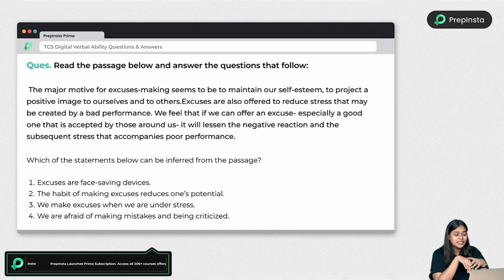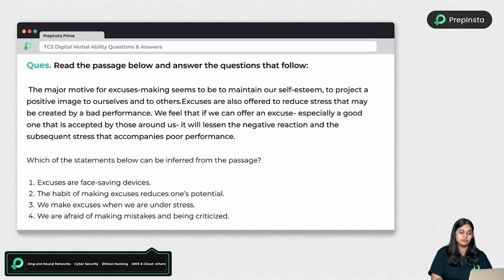Somehow, I don't know why, this feels like a personal attack. This particular passage, I feel so attacked. Okay, which of the statements below can be inferred from the passage? First, excuses are face-saving devices. The habit of making excuses reduces one's potential. We make excuses when we are under stress. We are afraid of making mistakes and being criticized.